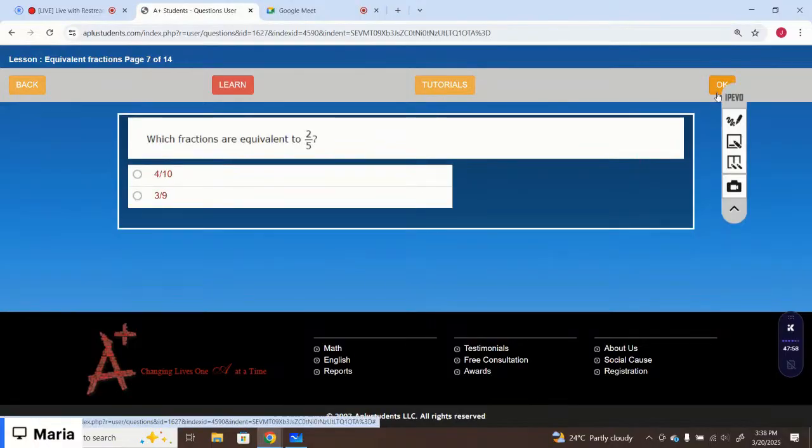Which fractions are equivalent to 2 by 5? That is 4 out of 10. Option number 1 is the correct option.